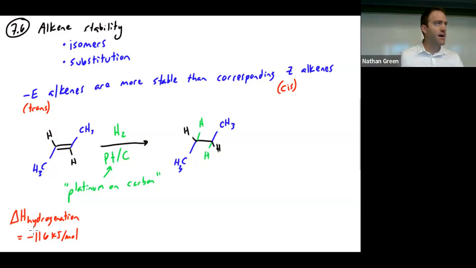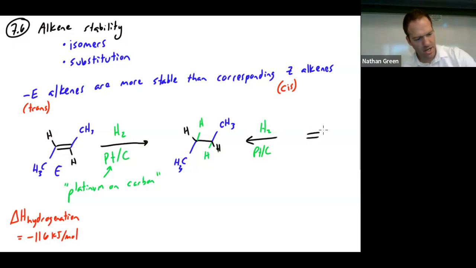All right, so we give off 116 energy units per amount of stuff that I run here. I can run this same reaction with the same reagents on not the E isomer, but I could do this with the Z isomer.